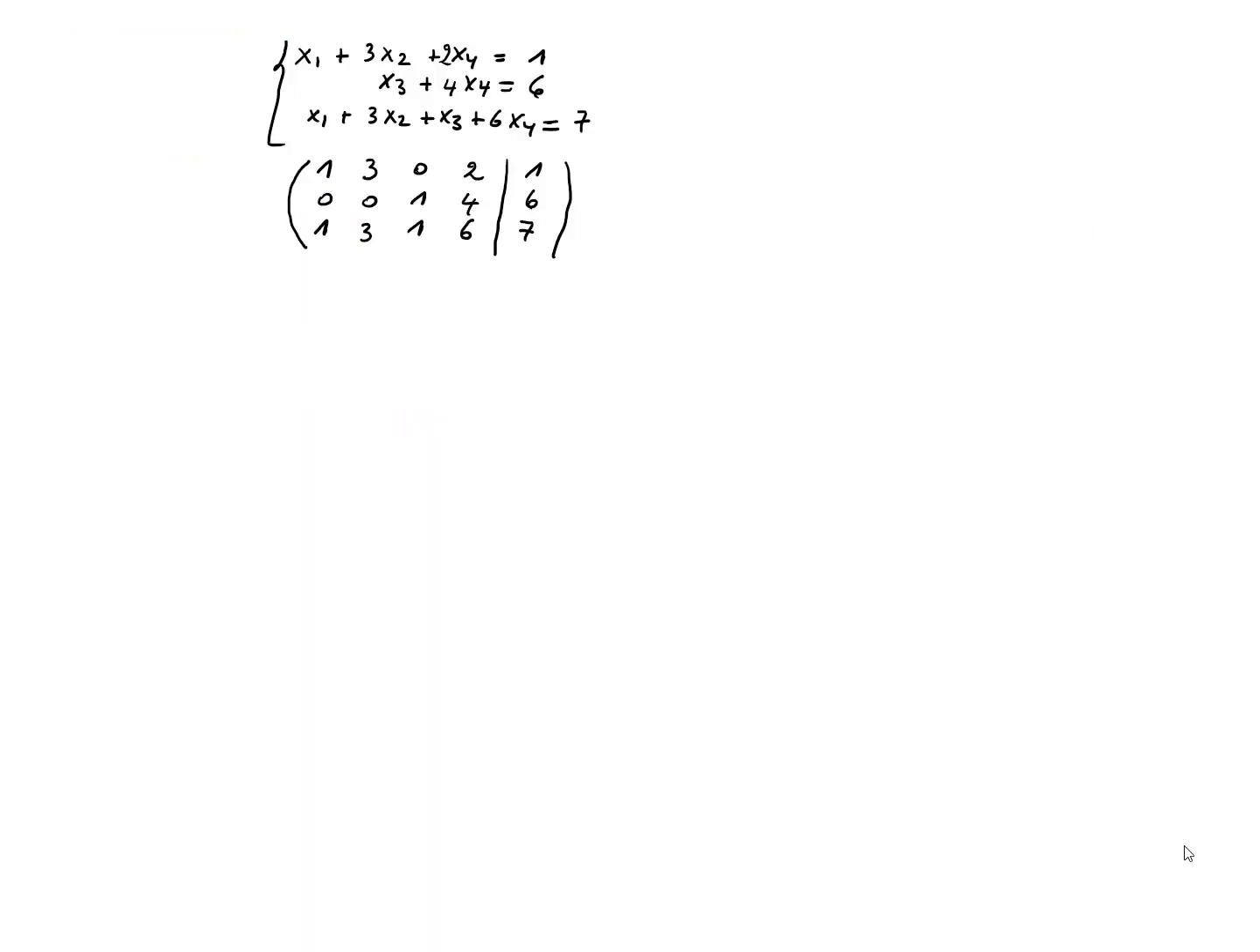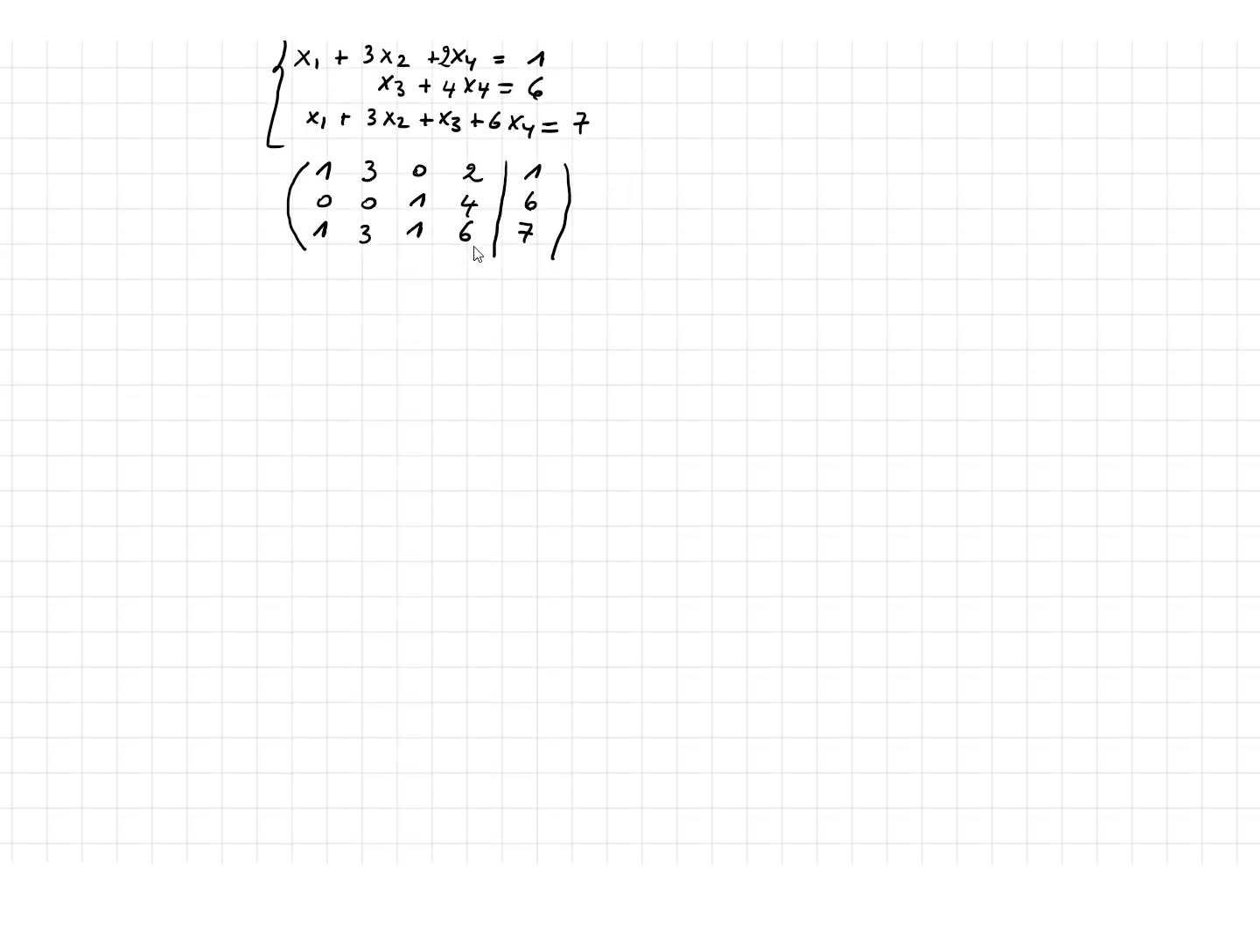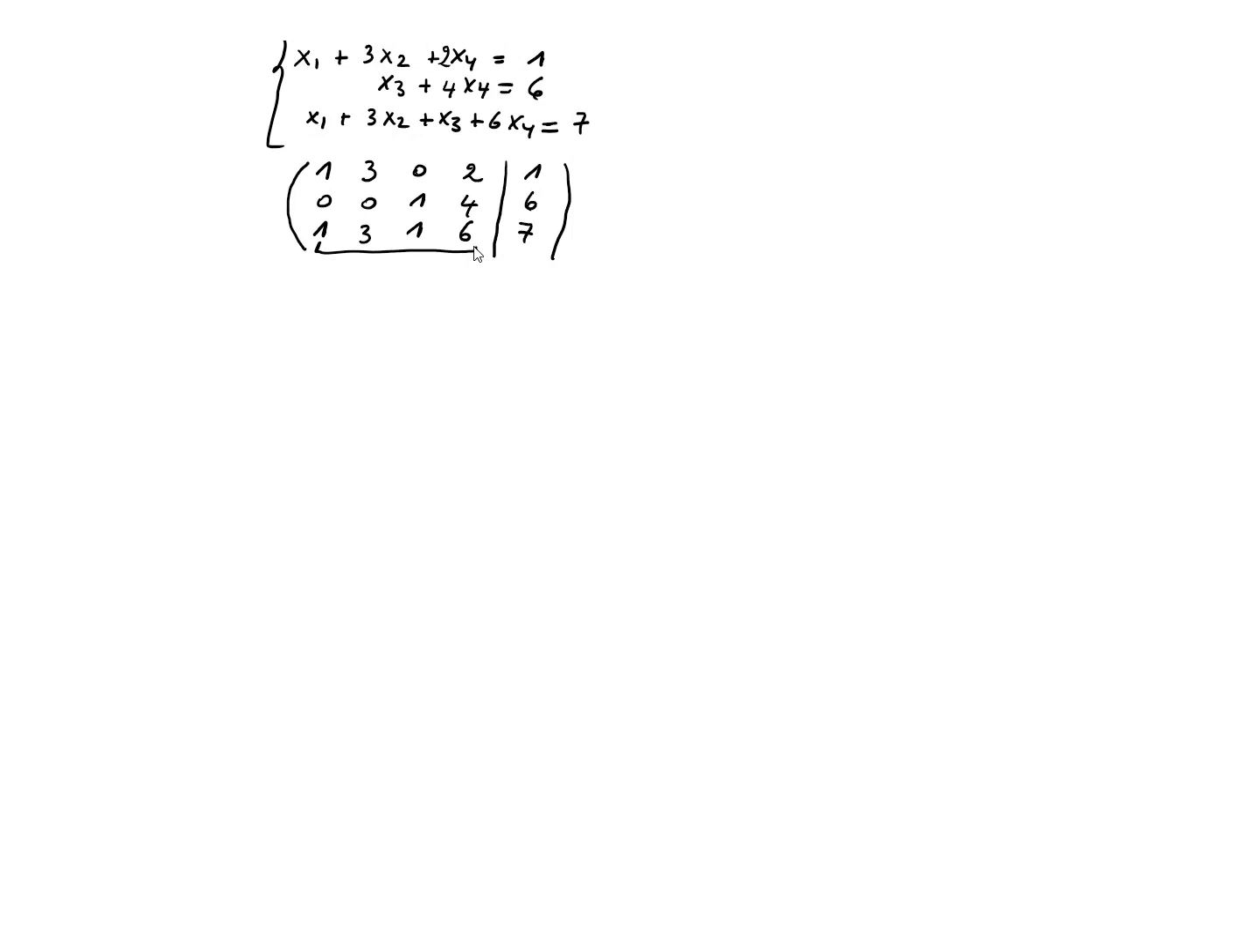Well, let's apply this to a simple example here. We have 3 equations and 4 variables, and I've already brought the system into the augmented form. So we have the matrix A over here and the vector b. We can now start with the Gauss-Jordan elimination. We start at the top left, so here is our pivot.